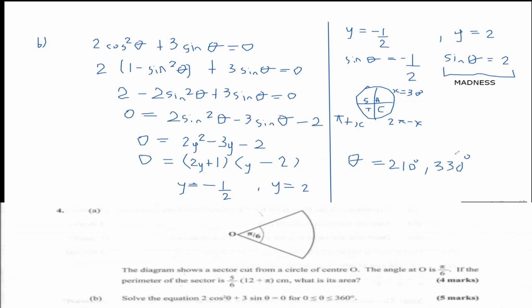And if you don't believe your answer, you can check it. Put in a calculator 2 times cosine 210 squared plus 3 times the sine of 210. You get your 0. So you say that this is right. Nice and easy. And that takes care of part 2. Now let's look at part C. Nice and easy. Part C.